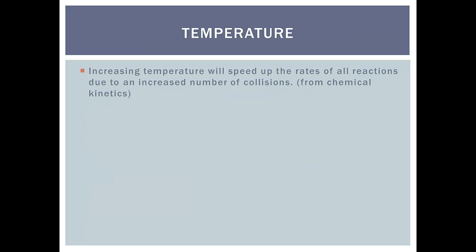Temperature. Increasing the temperature will speed up the rates of all reactions due to an increased number of collisions. This is from chemical kinetics. So no matter what you do, when you increase temperature, both reactions are going to speed up. But there's a second factor playing a role here. Temperature is the only thing that's going to change what's called the equilibrium constant. So when you change the temperature, you're already changing the equilibrium, but there's a secondary effect as well.